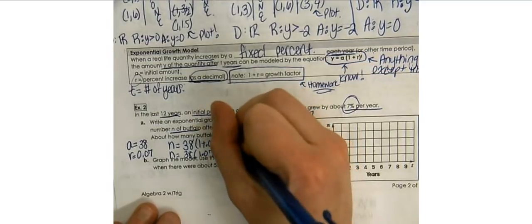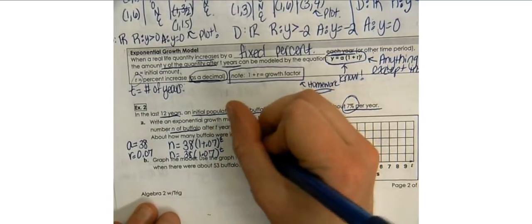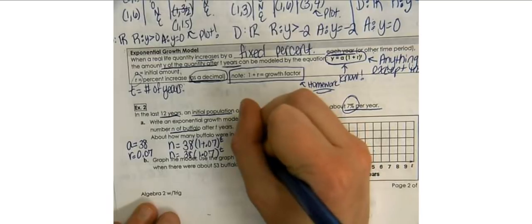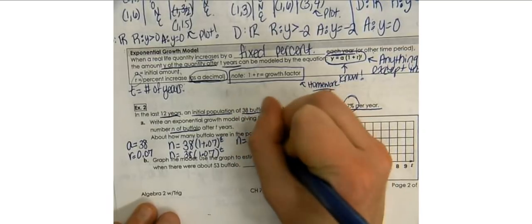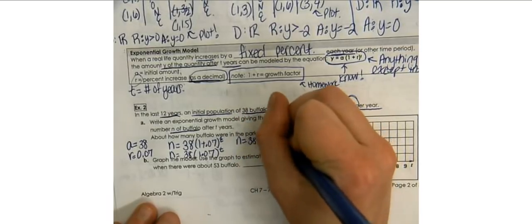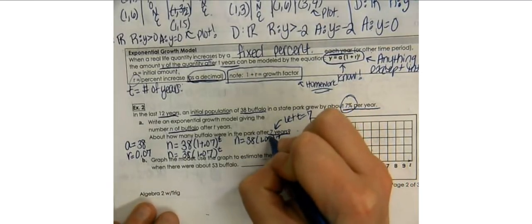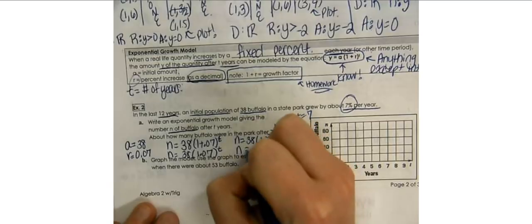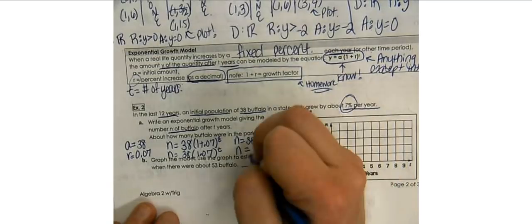So I'm going to write n is equal to 38 times 1.07 to the 7th power. All you have to do is put that into your calculator exactly as you see it. When you do that, you find that n is equal to about 61. Since we're talking about full buffalo, we just want to round to the nearest whole number that makes sense. So about 61 buffalo.